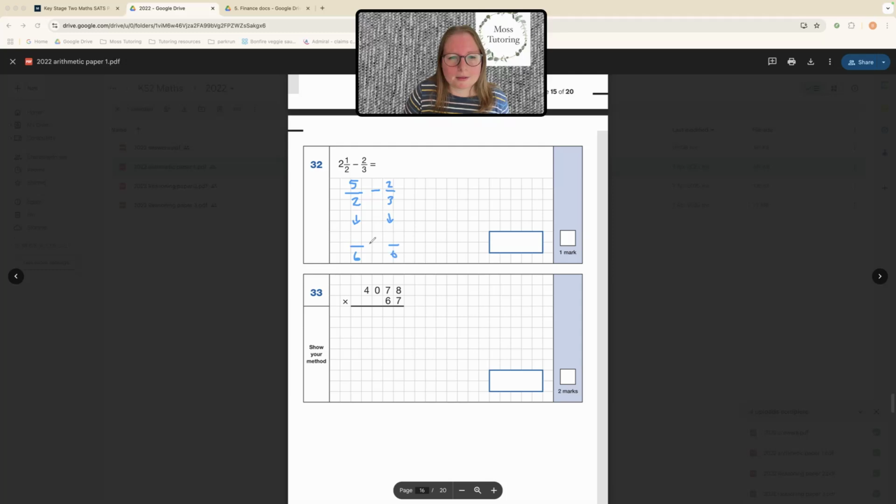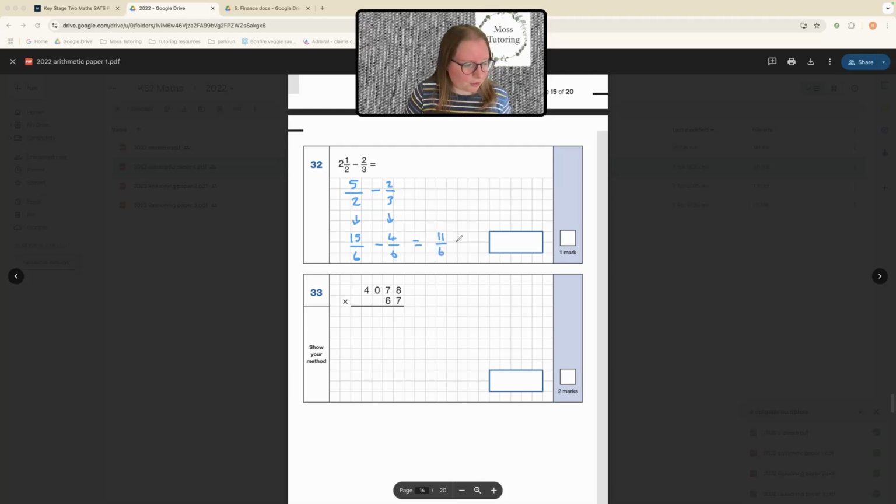Okay. So we've got to have the same denominator. So 2 times 3 is 6. So 5 times 3 must be 15. 3 times 2 is 6. So 2 times 3 is, let's start again. 3 times 2 is 6. So 2 times 2 is 4. Okay. So then we could subtract that to make 11 over 6.